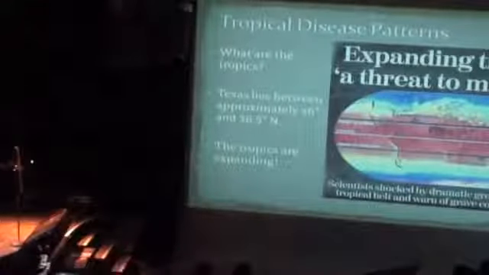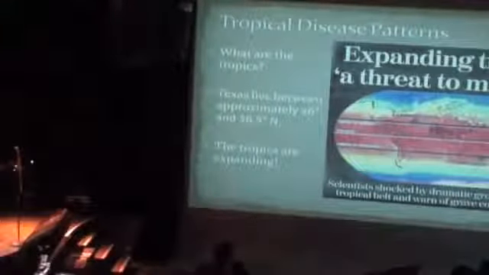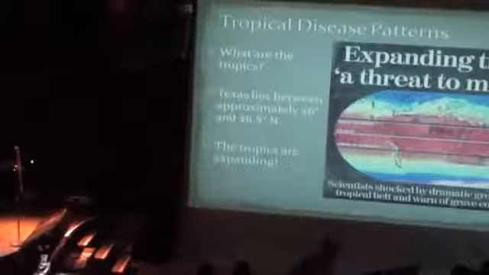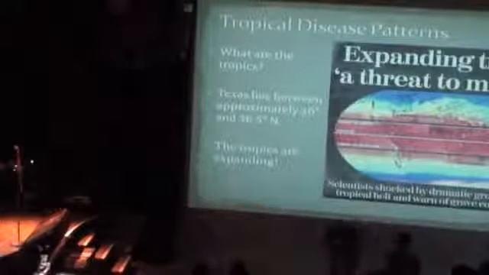So basically in 2009, some climatologists discovered that the tropics were expanding. So normally the tropics are between the 23.5 degrees north latitude line and the 23.5 degrees south latitude line.